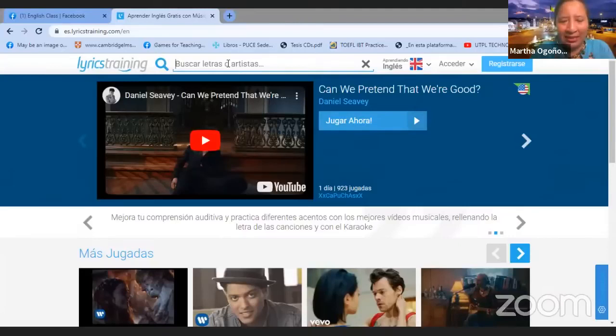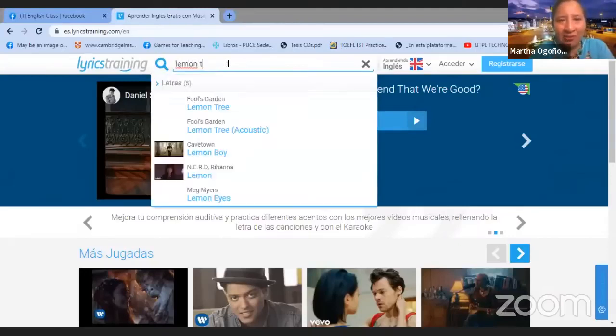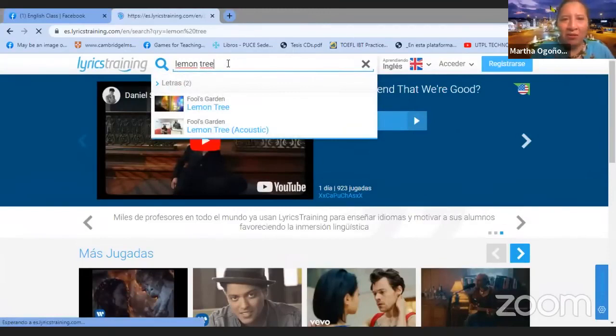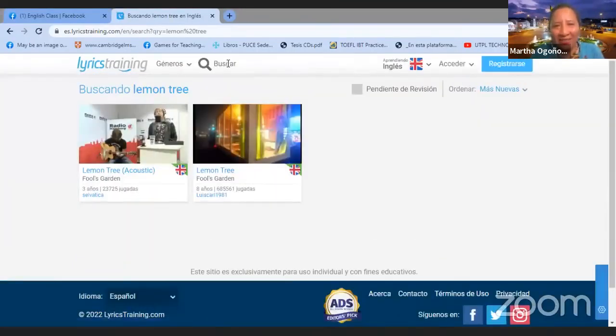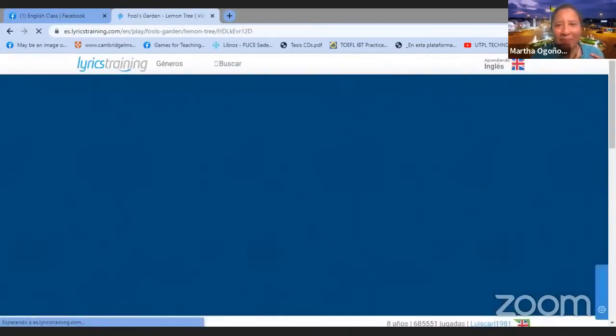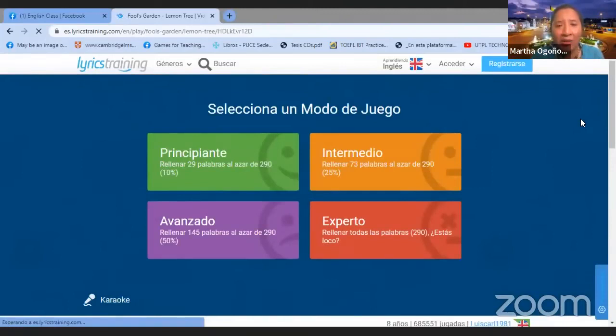Yeah, for instance, in our case, we love this music. So this is an example. Obviously, we have to respect our students' taste. Yeah, this is the lemon tree. And you have the option to select one of these. For instance, we have principiante, intermedio, avanzado, or experto. So if you opt for one of these, in the first one, rellenar, you are able to fill 29 words from 290 words. So it means 10%. If you are an expert, you are gonna be able to fill in those ones.